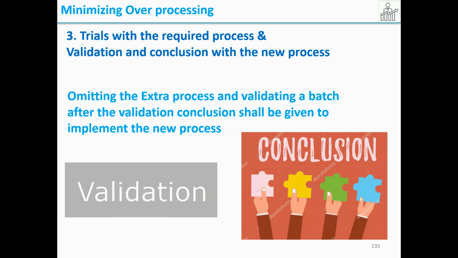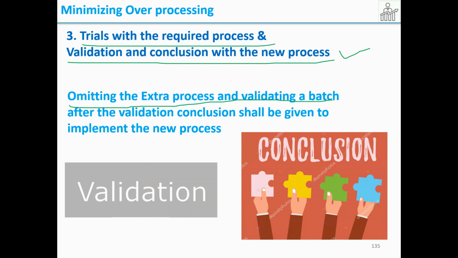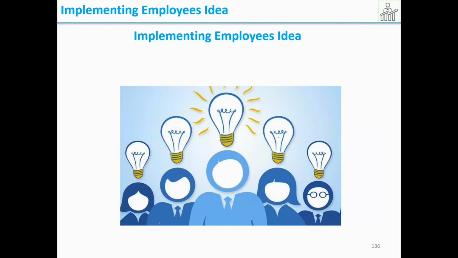Now, trials with the required process and validation and conclusion with a new process. Omitting the extra process and validating a batch, after the validation a conclusion shall be given to implement the new process. That means, whatever extra processes you assumed make it better, we are going to run the actual process as per the customer drawing requirement, then validate it and say okay. Therefore, by doing this activity, we can minimize the over processing.